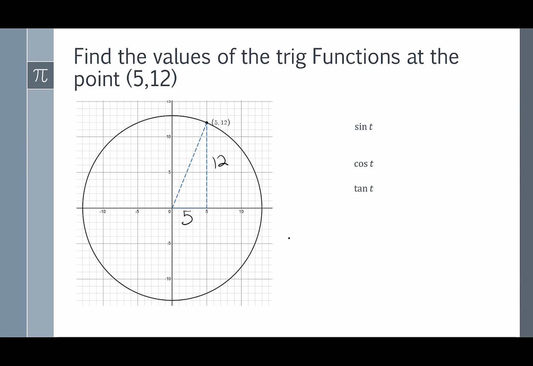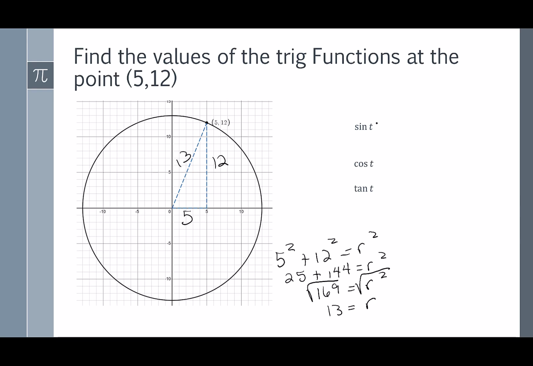To get the radius, I'll use the Pythagorean theorem that says 5 squared plus 12 squared will be r squared. 5 squared is 25. 12 squared is 144. That's equal to r squared. 25 plus 144 is 169. If I take the square root of 169 and the square root of r squared, that tells me that 13 is equal to r.